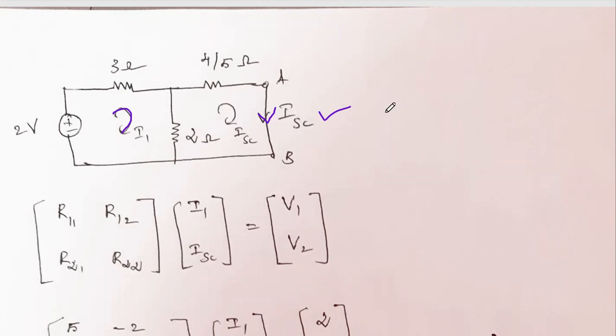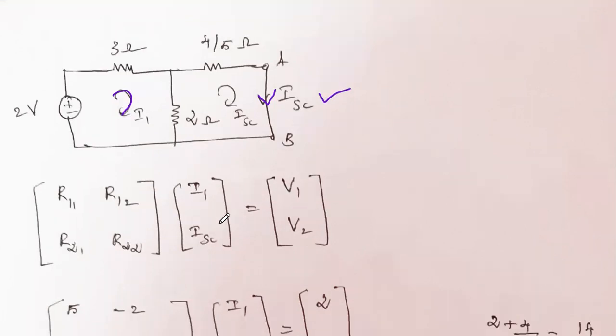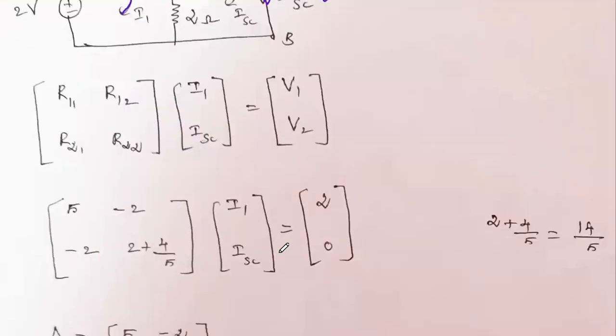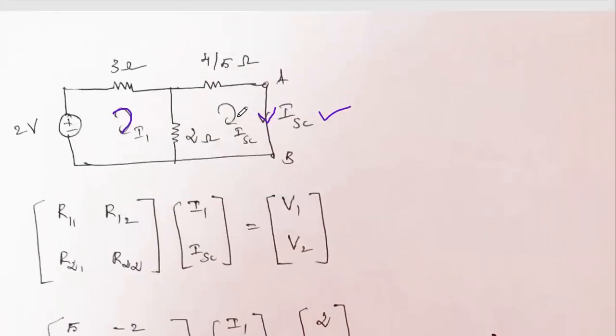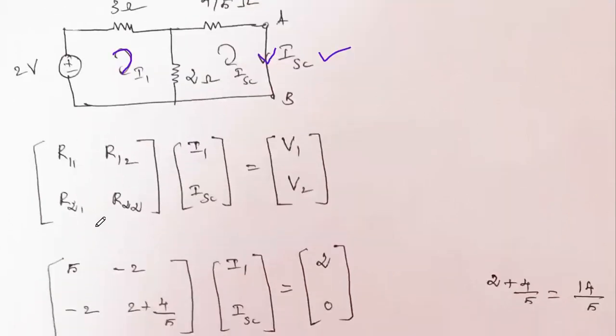We may write the KVL equations and convert them into matrix form and solve, or otherwise construct this matrix directly by the inspection method. The inspection method is: if the circuit consists of two meshes, there is a 2 by 2 resistance matrix. The current values in the meshes equal the voltage rise across each mesh. Here you see R11, R12, R21, R22.